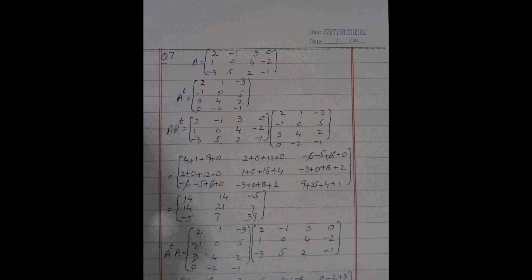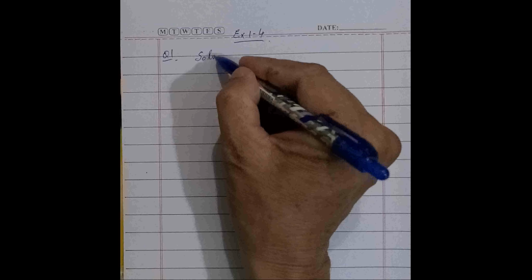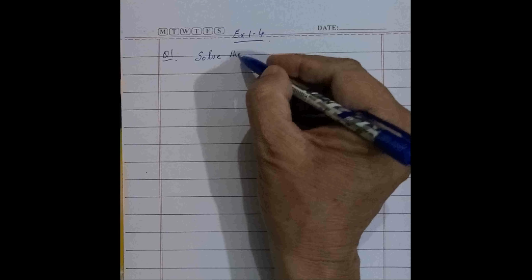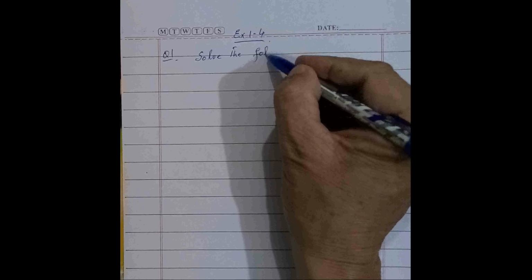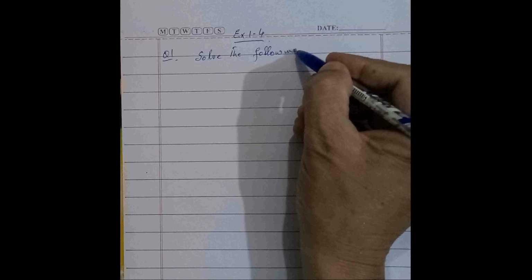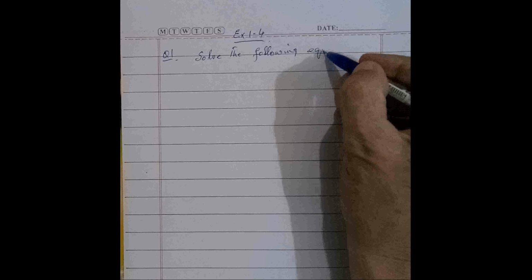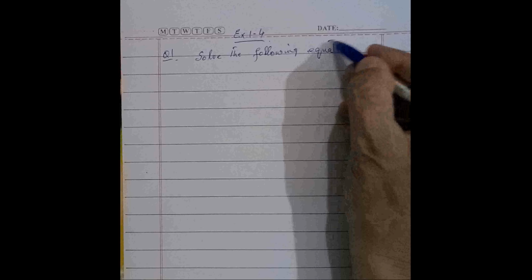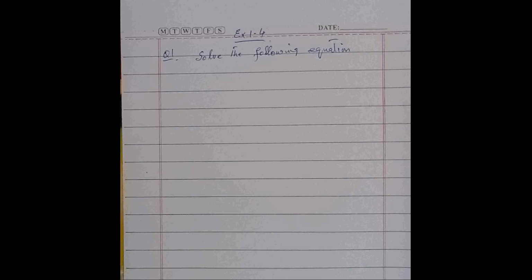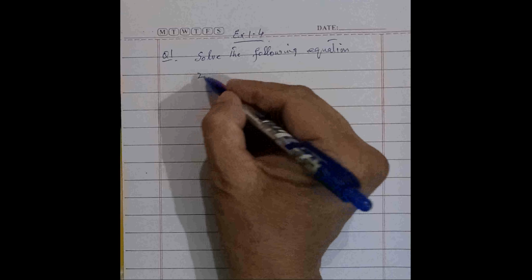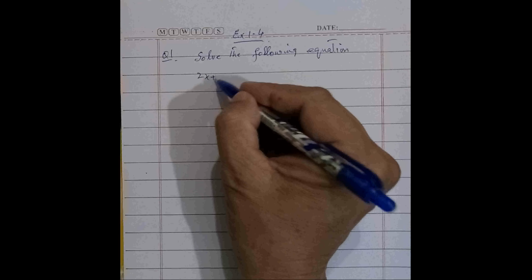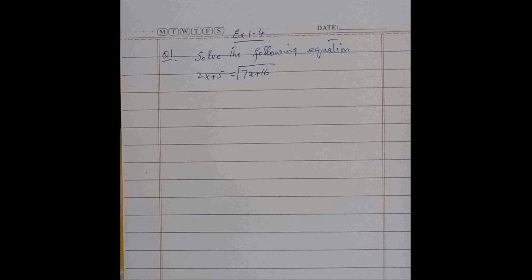Exercise 1.4, Question 1. Solve the following equation, which is 2x plus 5 is equal to square root of 7x plus 16.